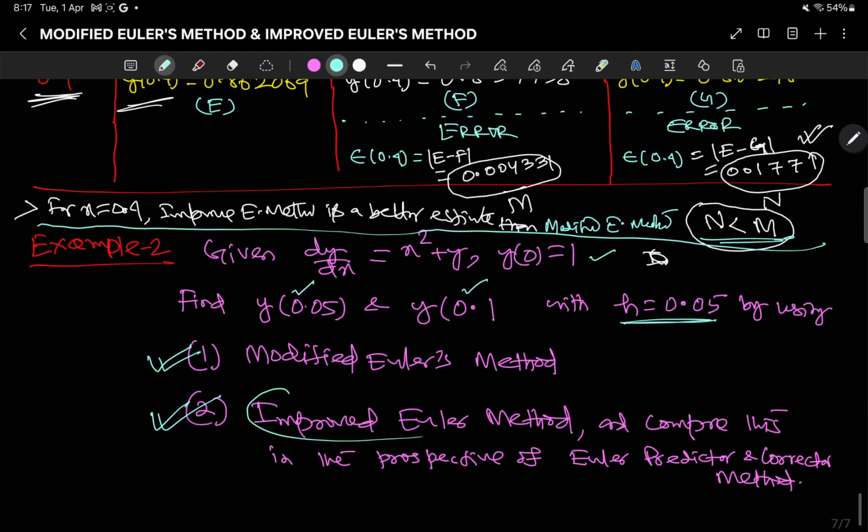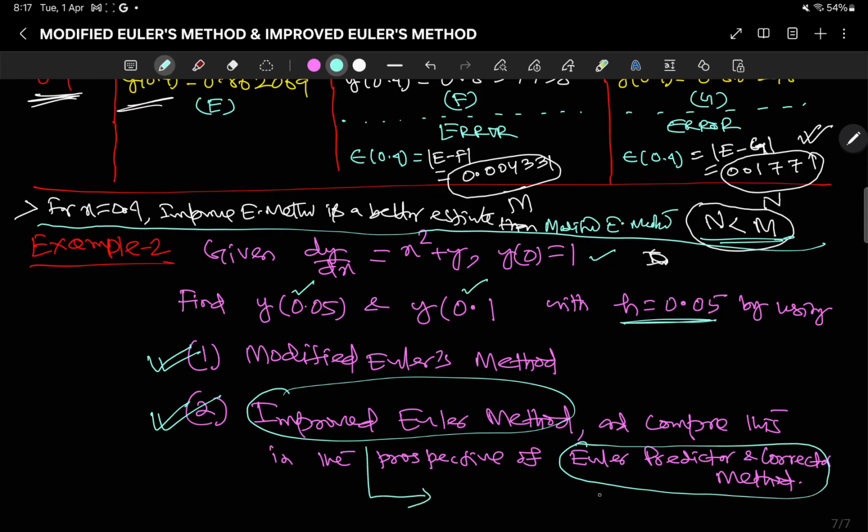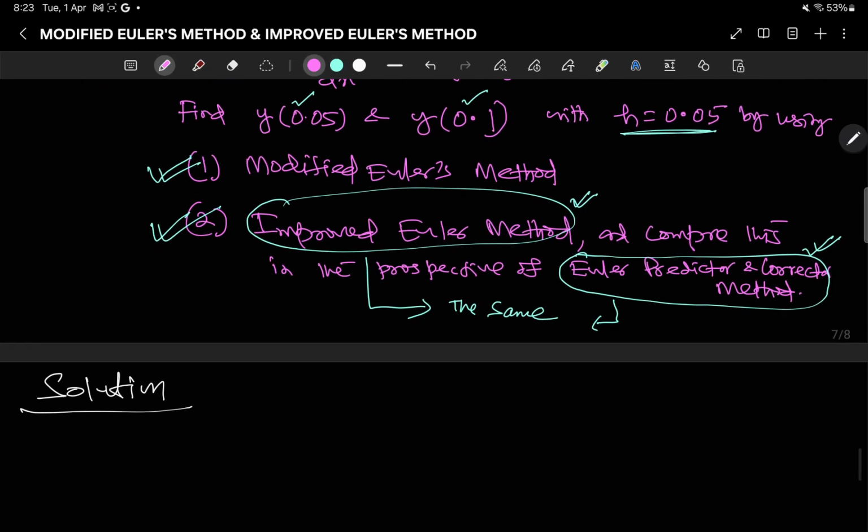In fact, this improved Euler method and the Euler predictor and corrector method are both the same. But from this perspective we will also see this answer and find this answer. So let us discuss the details of the solution. Now coming to the solution.